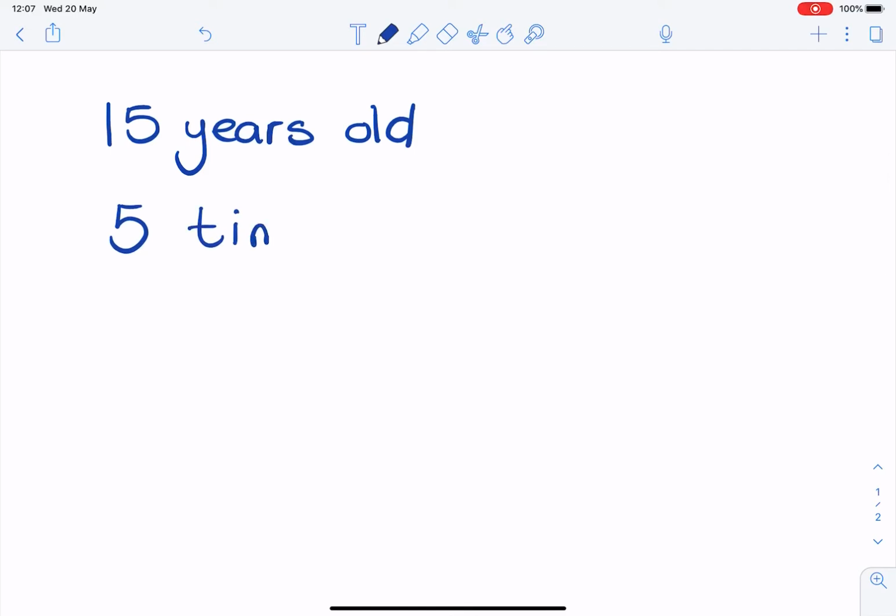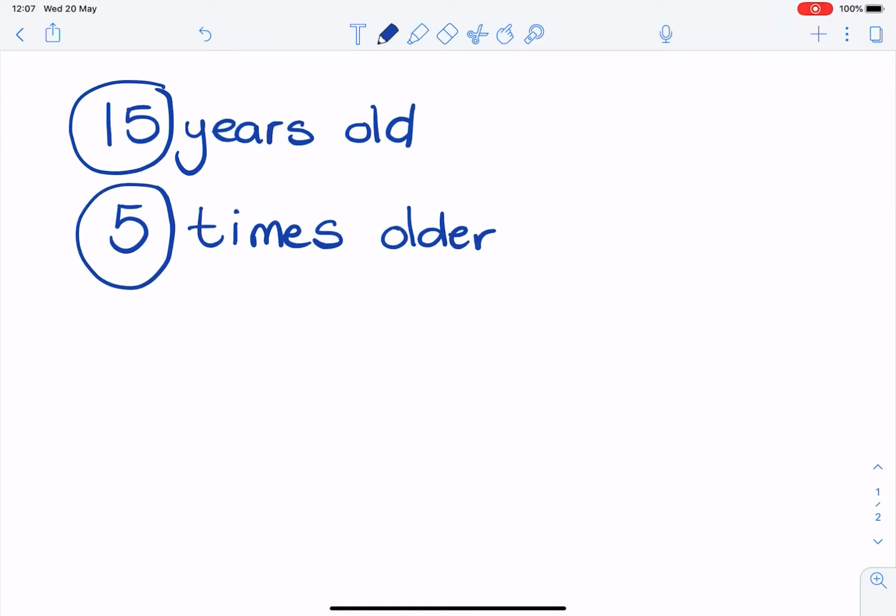Janet is 15 years old. Her grandmother is 5 times older than Janet. How old is Janet's grandmother? Okay, so let's look at what we know. We know that Janet is 15 years old. We know that her grandmother is 5 times older than her.